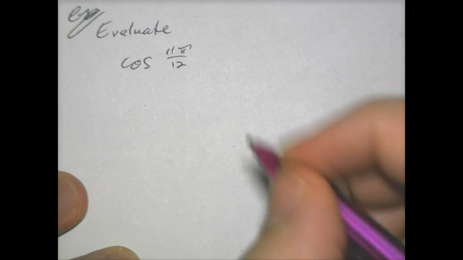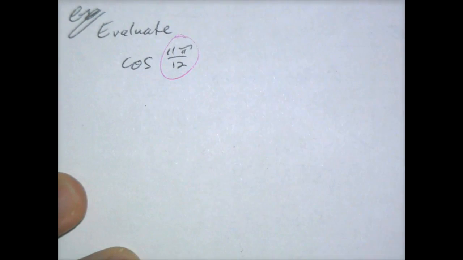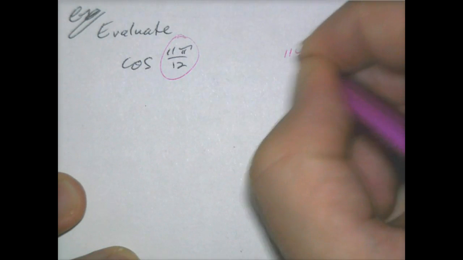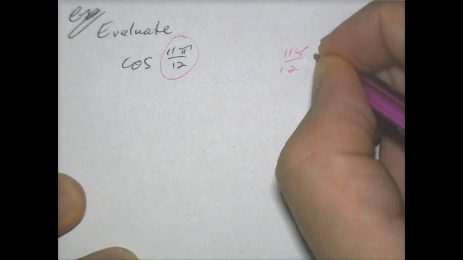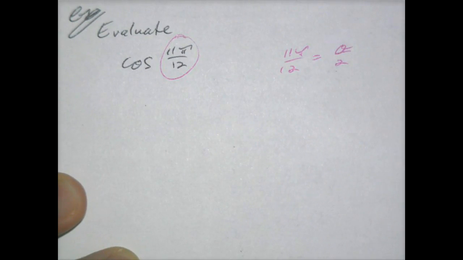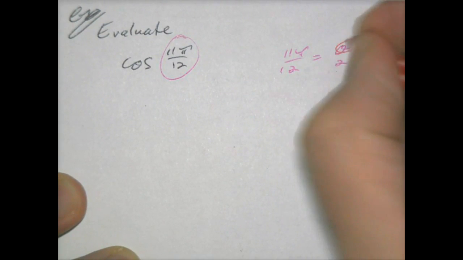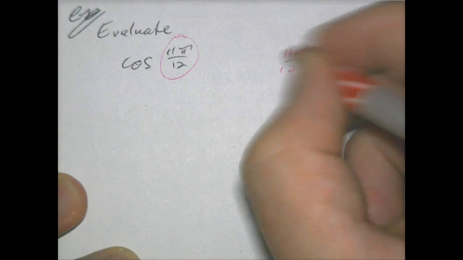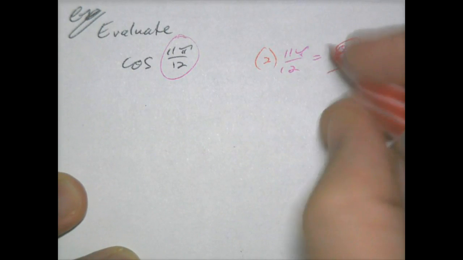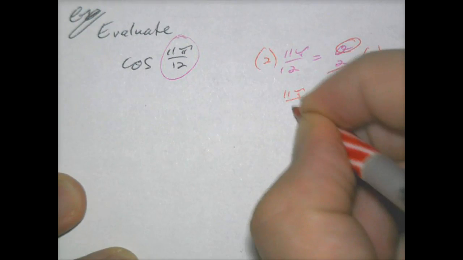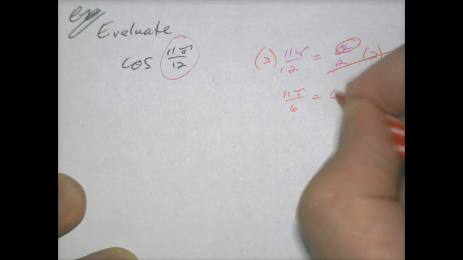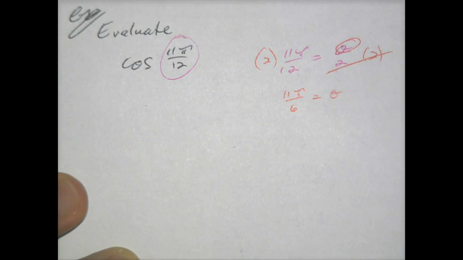Alright, here's another one just like it. I want this angle to be divided by 2 somehow. So what I'm going to do is take 11 pi over 12, say that this needs to be some angle divided by 2. In order to figure out this angle on top, I can multiply both sides by 2 times 2. 2 divided by 12 is 6, so this is 11 pi over 6 equals theta. And I can say cosine of 11 pi over 6 divided by 2.